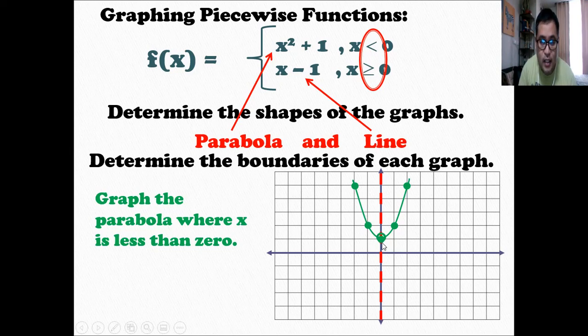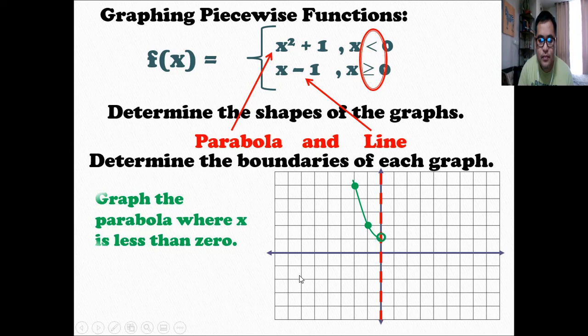So 0 will not be included because x is less than 0. So if you look at this one, this is hollow. That means 0 is not included. So we remove the other one. Since it's less than 0, what are those less than 0? We have negative 1, negative 2, and so on. So this will be the graph.